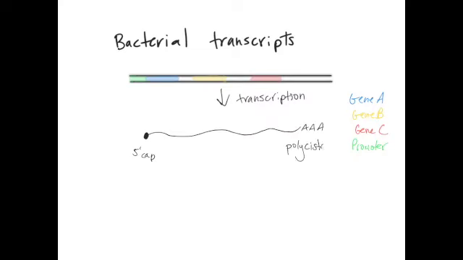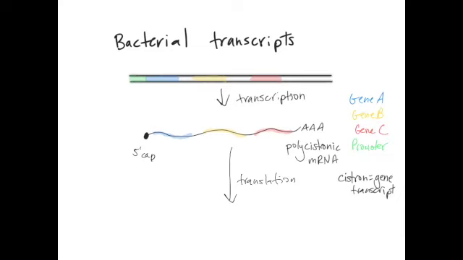This messenger RNA is what we call polycistronic. So one cistron is one gene. So this polycistronic messenger RNA includes the information to make the protein encoded by gene A, and the protein encoded by gene B, and the protein encoded by gene C, all within one single message. And now this transcript is ready to be used for translation.